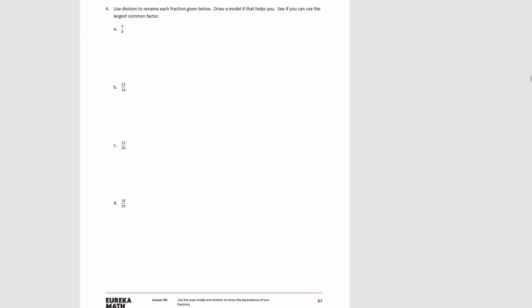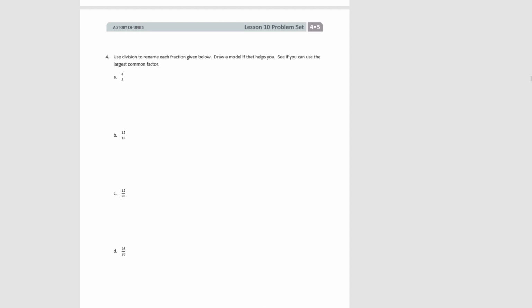For number 4, it says use division to rename each fraction given below. Draw a model if that helps you. See if you can use the largest common factor. So you don't have to draw a model here, but you're welcome to do that if it helps you visualize it. So pause the video and try A.